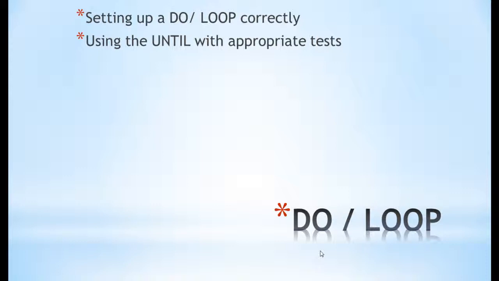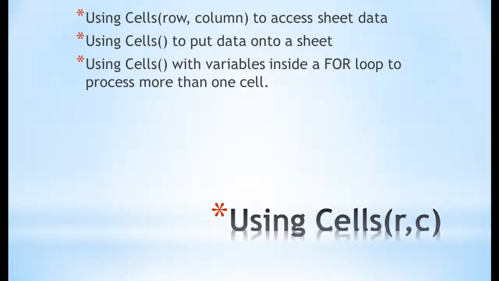So, setting up your loop to loop around properly and have something in the body of the loop that's going to hopefully make that test at the end of the loop true so that the loop will stop. And then finally using the cells object so that we can access data from our sheet, using it also to store data onto the sheet in an assignment situation. And then using cells with variables inside of the for loop so that you could process like a multiple row situation or a multiple column situation.